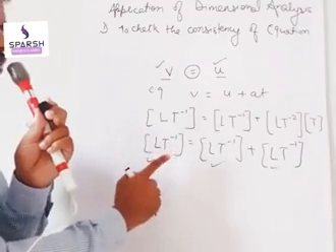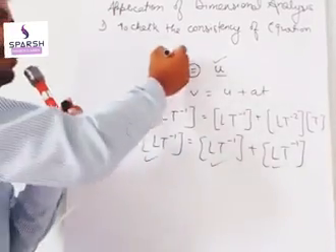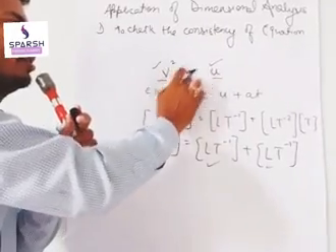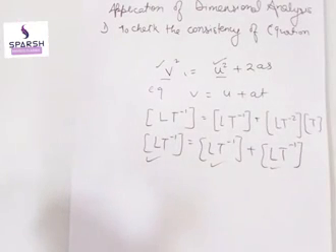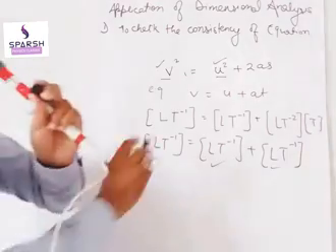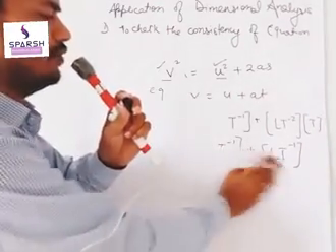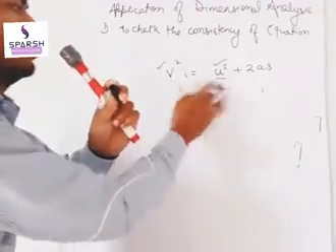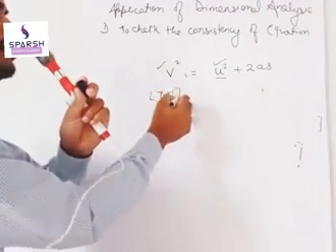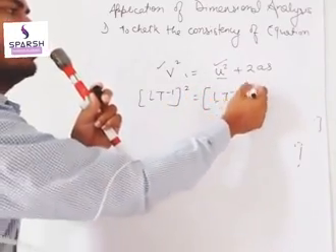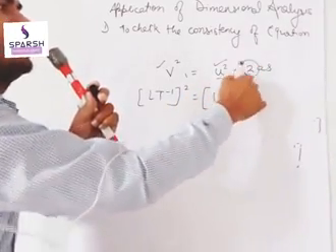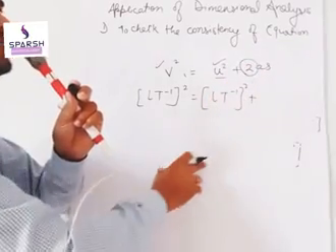Let us take another example, V square is equal to U square plus 2AS. In this expression, we have to write the dimensional formula of each quantity. So V square means LT minus 1 whole square is equal to LT minus 1 whole square plus 2AS. This 2 has no dimension. 2 is a constant quantity.